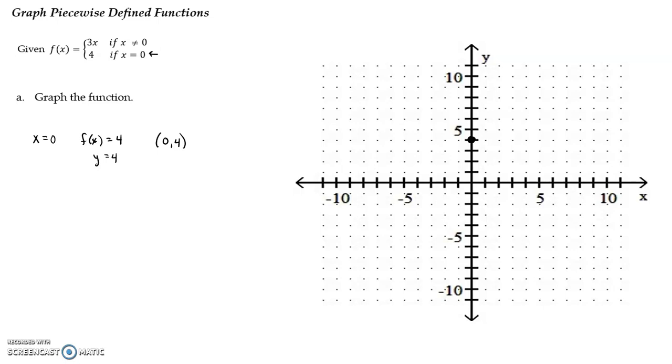And now let's go ahead and work with the other piece. We're going to be working with the function f of x is equal to 3x, and we're allowed to use any x value except for 0. So let's go ahead and pick a couple x values to work with, and then we'll graph this portion. So I'm going to go ahead and build myself a little table.